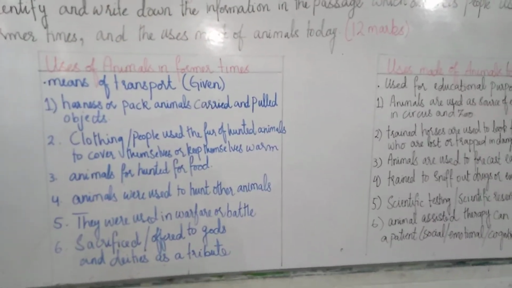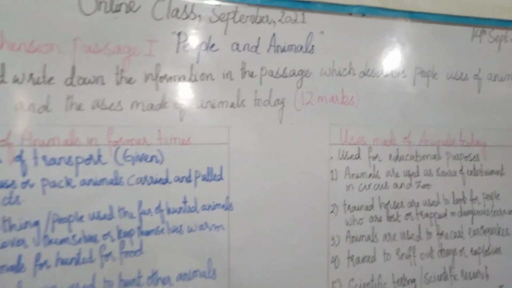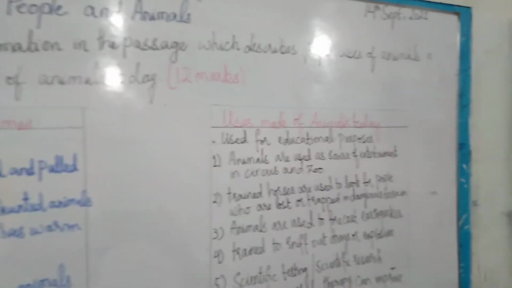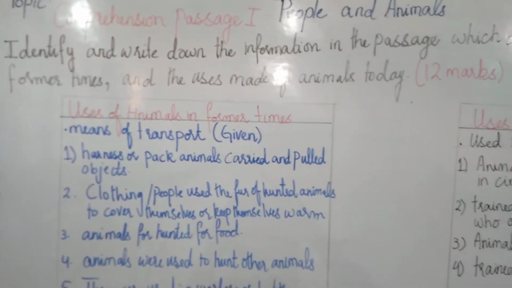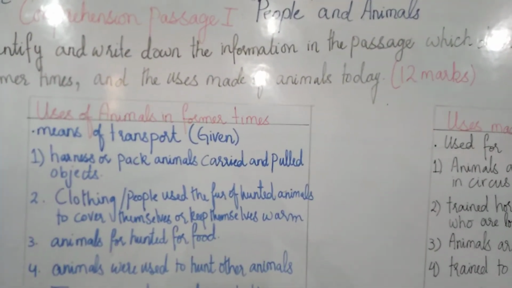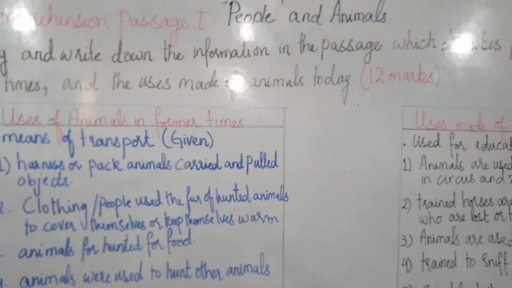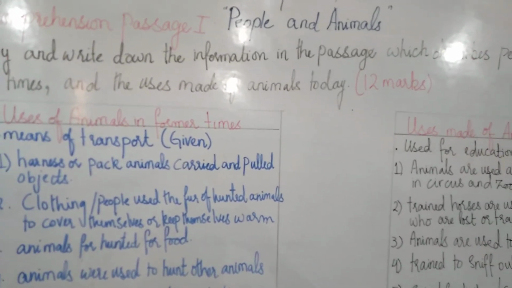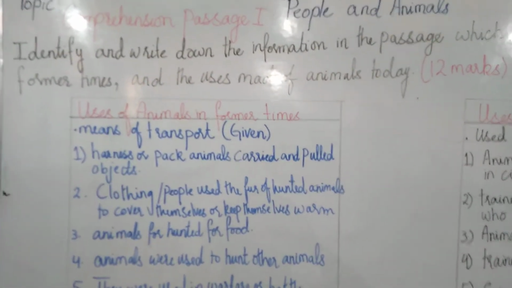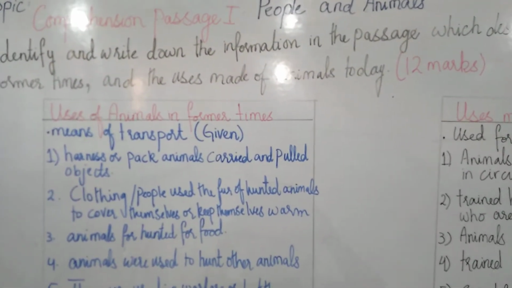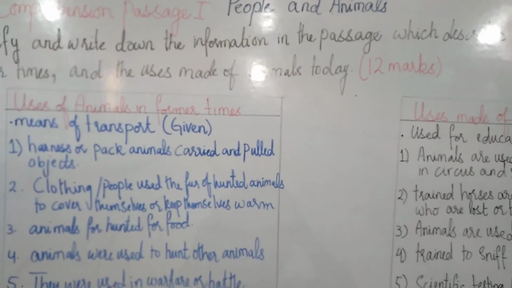Clear? Okay, so your question is: identify and write down the information in the passage which describes people's uses of animals in former times and the uses made of animals today. Clear? So we have 2 sections in this question. First of all, we have to find out the points that is uses of animals in former time. Former time means in the past or previous time. And then we have the second part in which we have to write about the uses of animals in the present time. Clear? Okay.